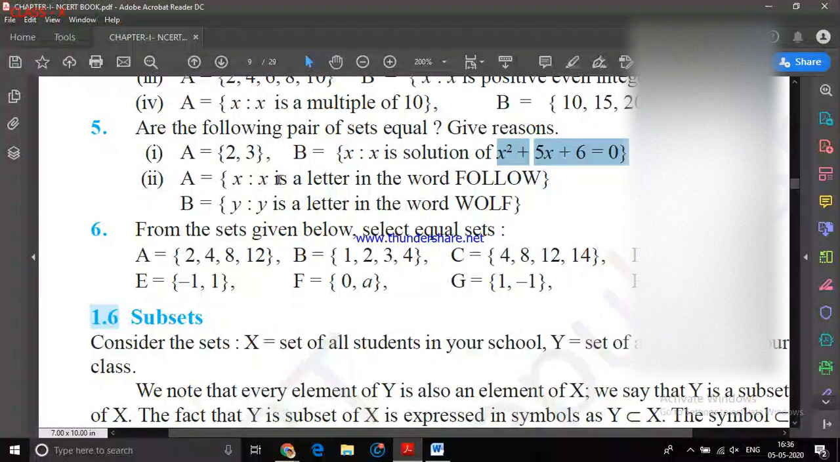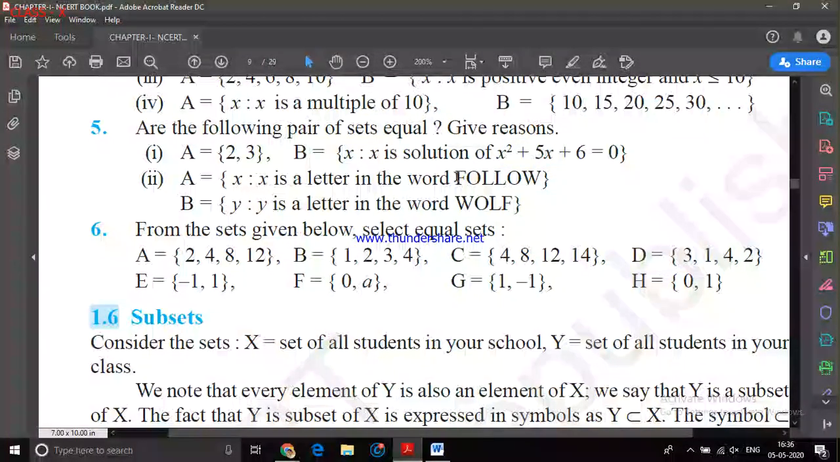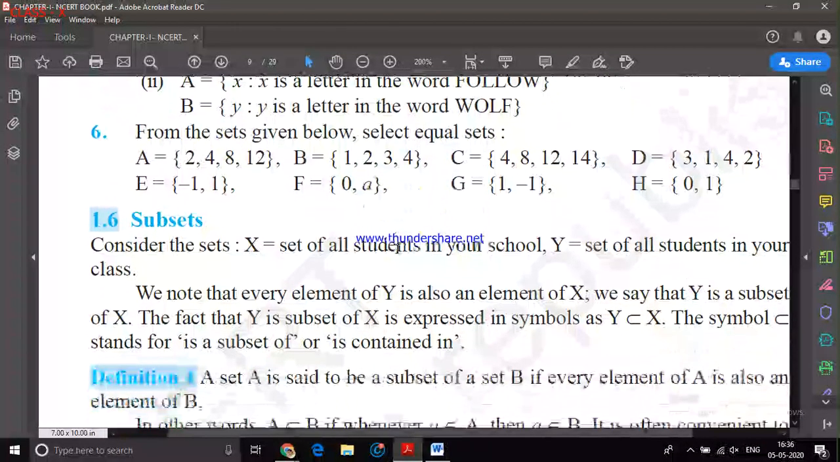Now what about question 2? A is the set of letters of the word FOLLOW and B is the set of letters from the word WOLF. I think the letters are the same. W, O, L, F in both cases. So hence they are equal.